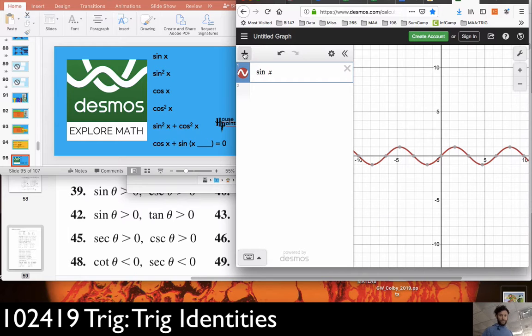Next, I would like you to hit the little plus sign here, or just click into the number 2. And let's type in sine squared of x. I did squared by hitting shift and the caret. It's above 6.